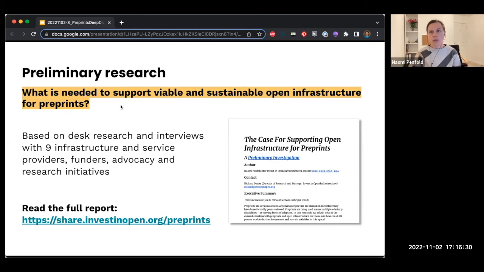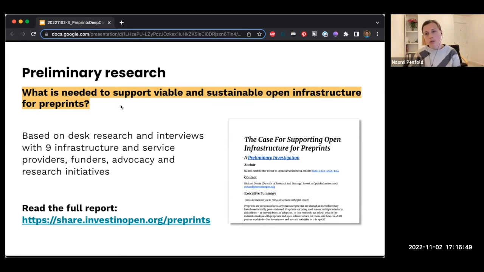Okay, so what I'm going to talk about is based on some preliminary research that we've done over the past few months. This is to first answer the question, what is needed to support viable and sustainable open infrastructure for preprints, and comes from desk research as well as interviews with 9 different stakeholders from across the space.